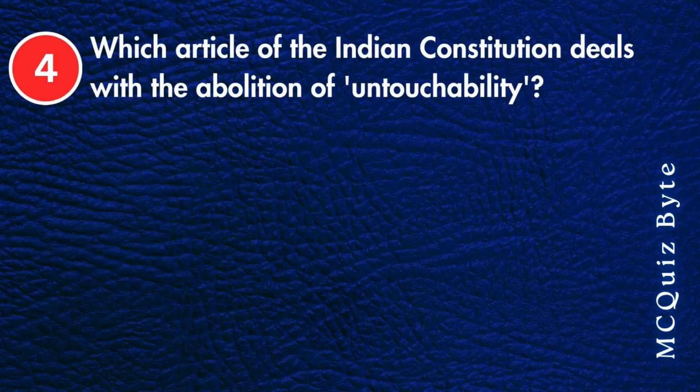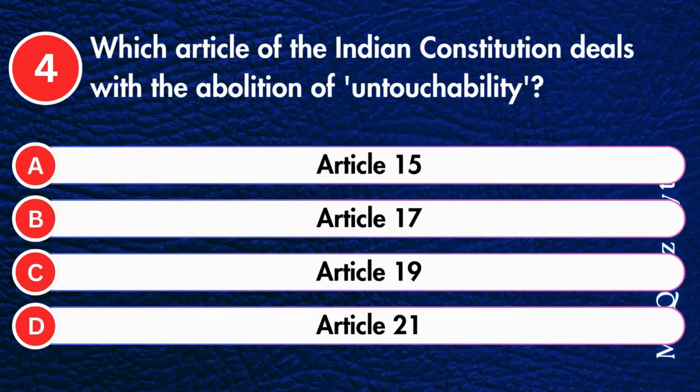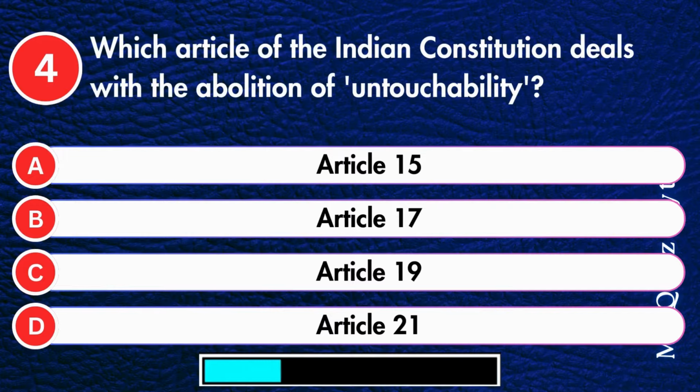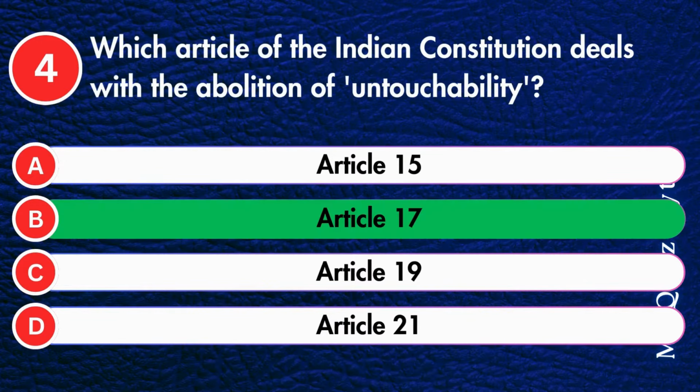Which article of the Indian Constitution deals with the abolition of untouchability? Article 15, Article 17, Article 19, or Article 21? Correct answer is Article 17.